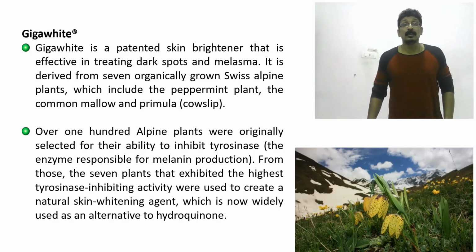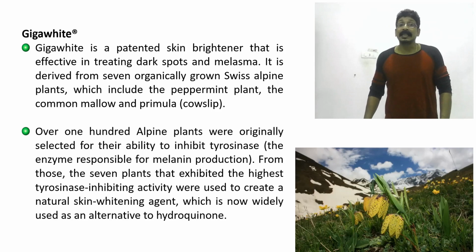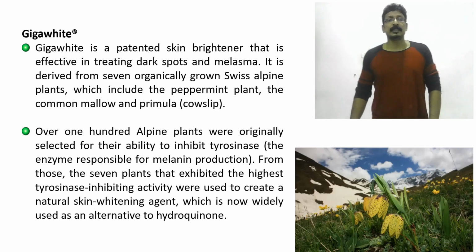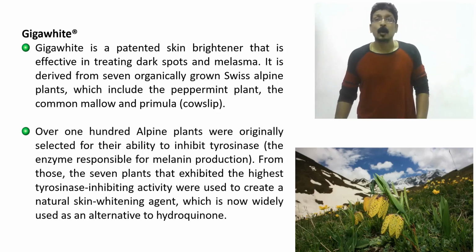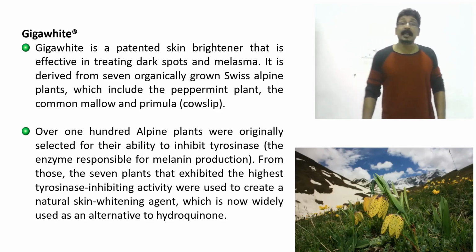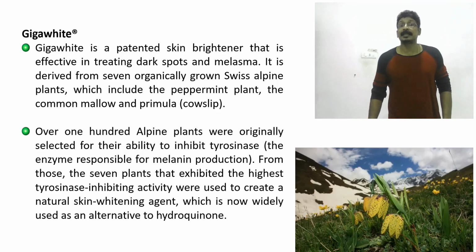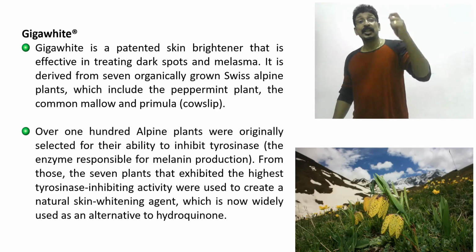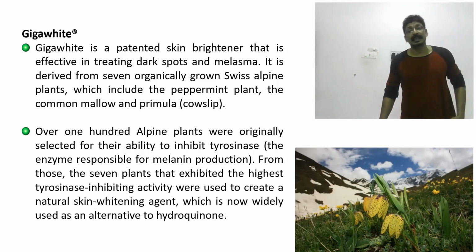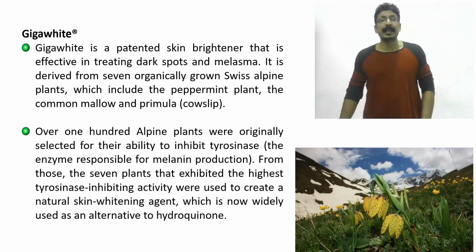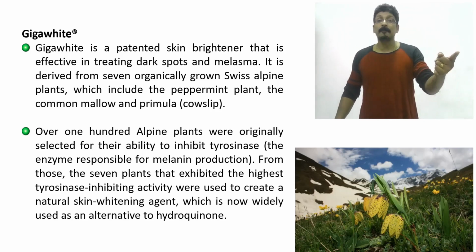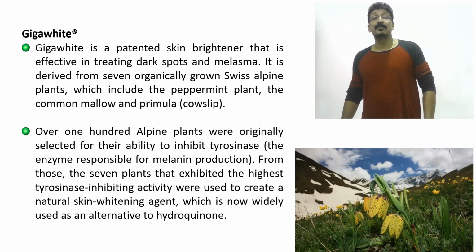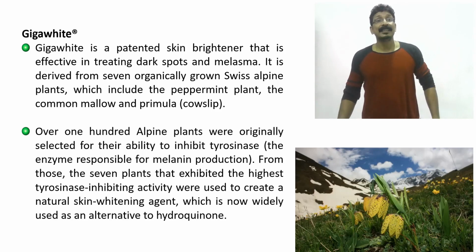From those, the seven plants that exhibited the highest tyrosinase inhibiting activity were used to create a natural skin whitening agent. By means of this action, it is a natural skin whitening agent, which is now widely used as an alternative for the synthetic hydroquinone. Instead of using hydroquinone, you can go for this Giga White.